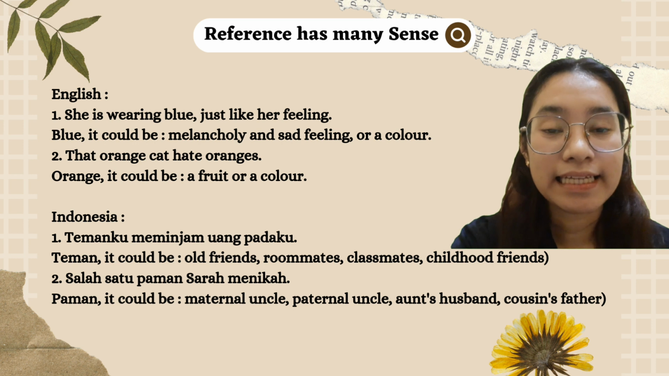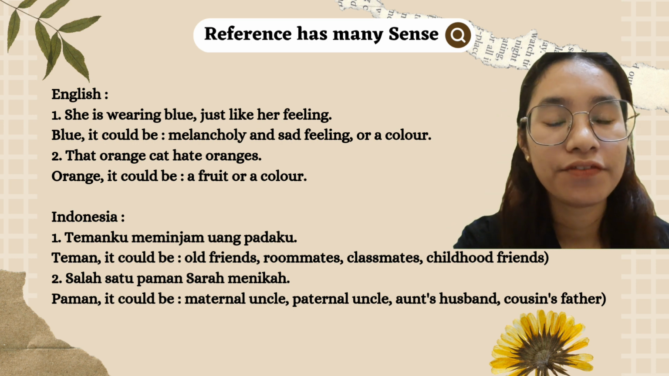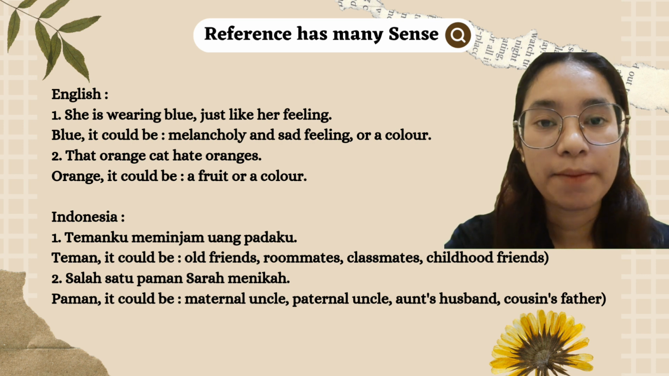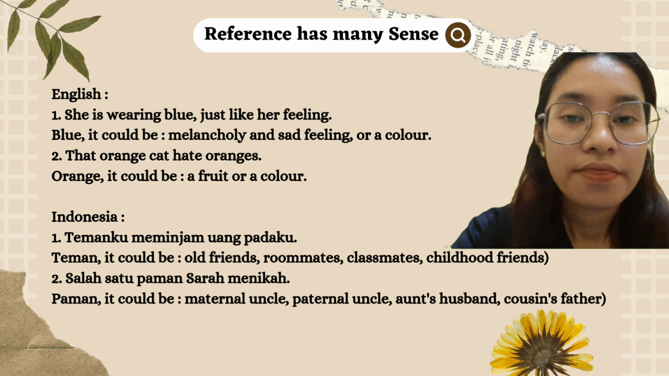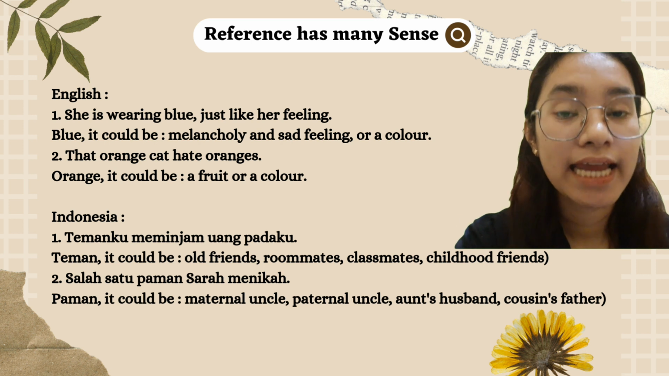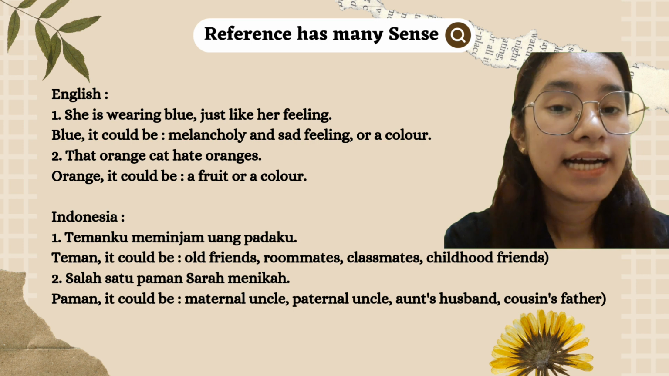For example, in English, the first one is she is wearing blue just like her feeling. In the sentence, the word blue could be a melancholy and sad feeling or a color. The second one is that orange cat had oranges. In the sentence, the word orange could be a fruit or a color.